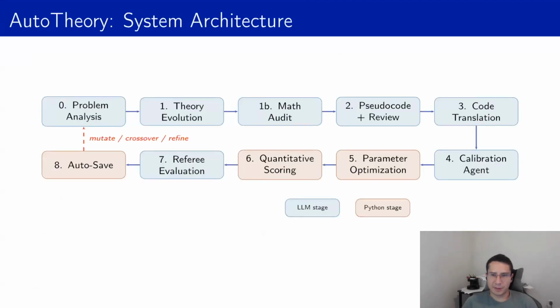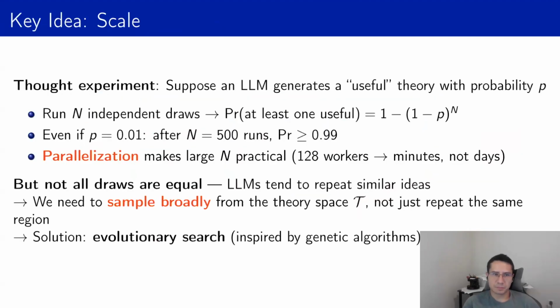So this would basically be the system architecture: problem analysis, theory evolution, math audit, pseudocode plus review, code translation, calibration agent, parameter optimization, quantitative scoring, referee, and autosave, where most of the stages will be done by LLMs, but there will be a few where Python takes over. The key idea is just scale.